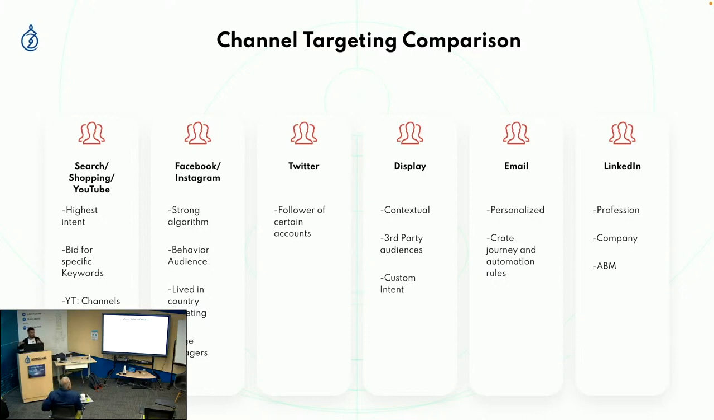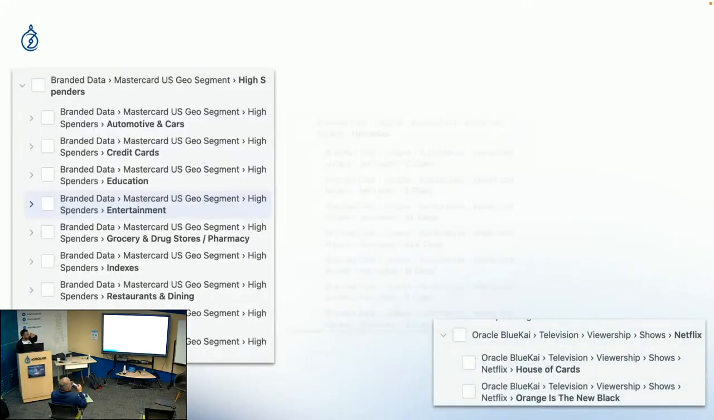For example, on LinkedIn, you can target people based on their job title, their profession. If you're a B2B business and you just want to target doctors, LinkedIn is your channel because you can target doctors there, right? So all of these channels have something which makes them special.